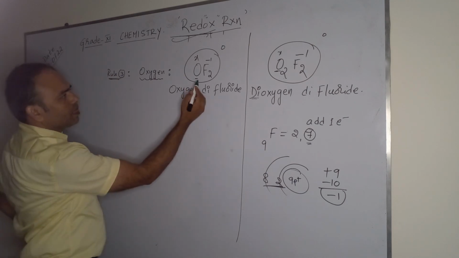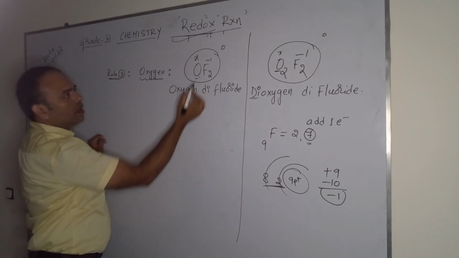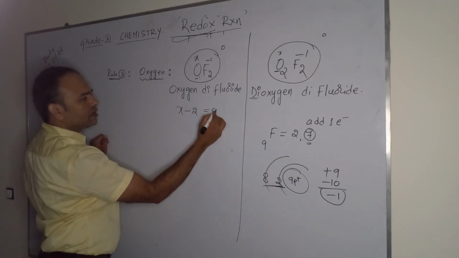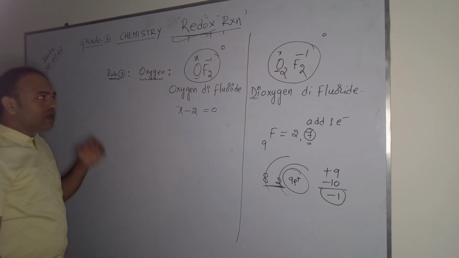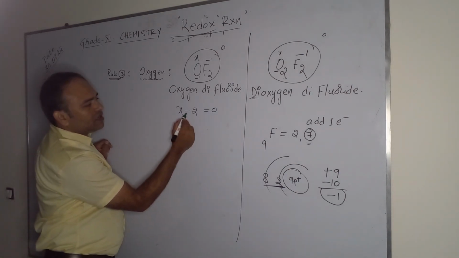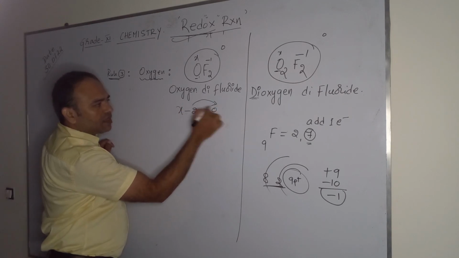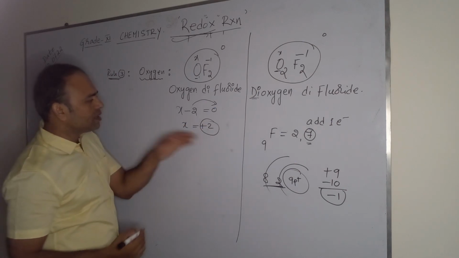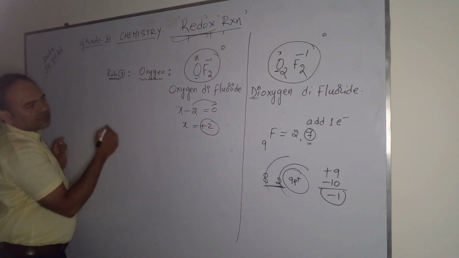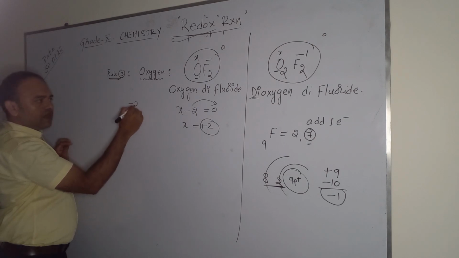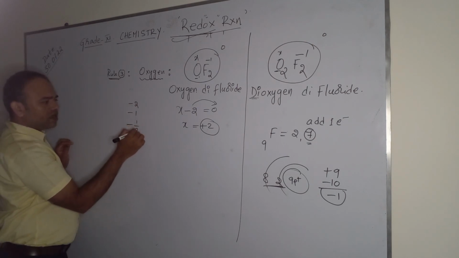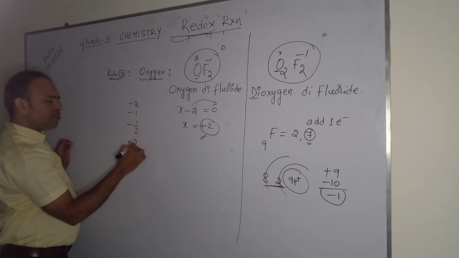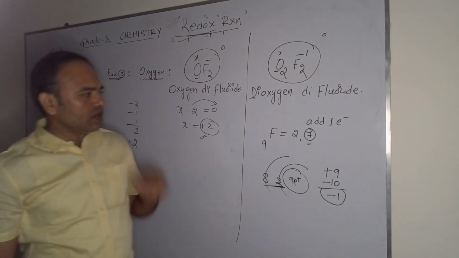Now let us calculate. This is X, and -1 into 2, -2, total 0. Hope you are able to understand this. Next, because it is -2, if you send it to the other side of equality symbol, it will become +2. Till now, what are the oxidation states we saw? First one is -2, second one -1, then -1/2. Now you are also seeing positive oxidation state for oxygen, that is +2 in the case of oxygen difluoride.